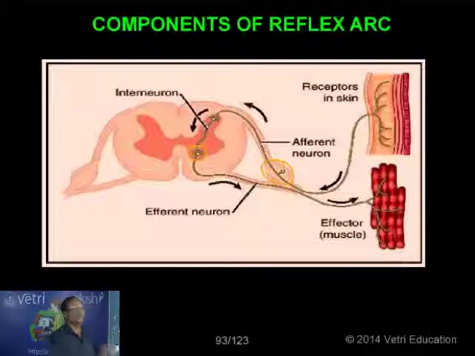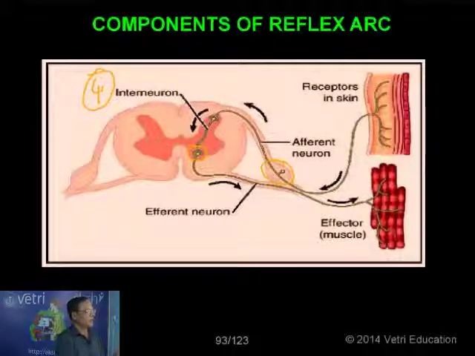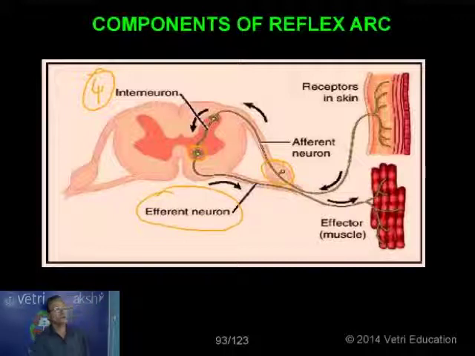So the interneuron, association neuron, or relay neuron forms a synapse with the dendron of the sensory neuron and the cell body, or cyton, of the motor neuron. This is component number 3, and the interneuron is component number 4. Now the motor information is carried away from the spinal cord by the efferent neuron, or motor neuron.